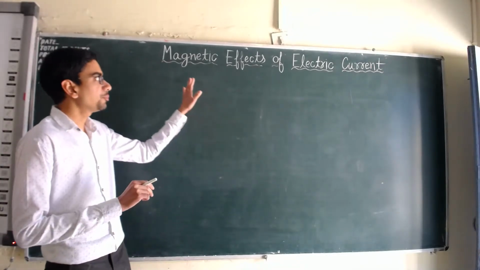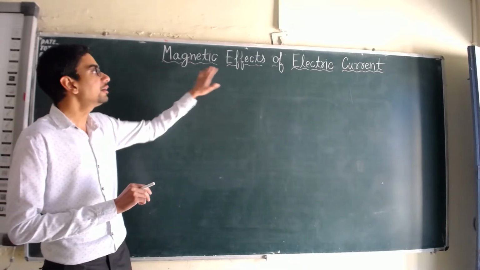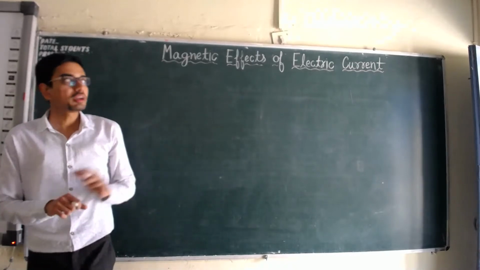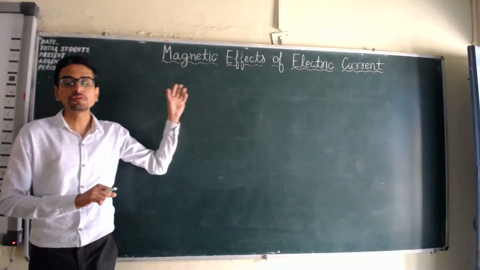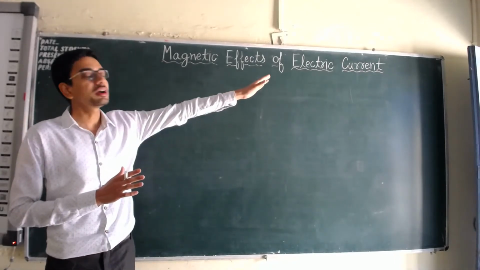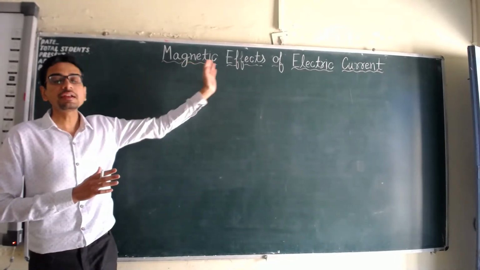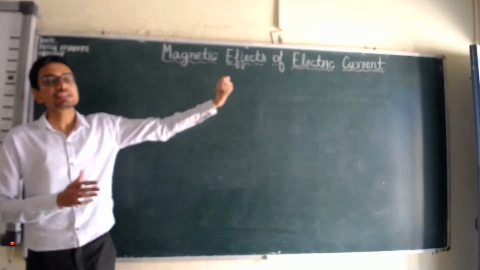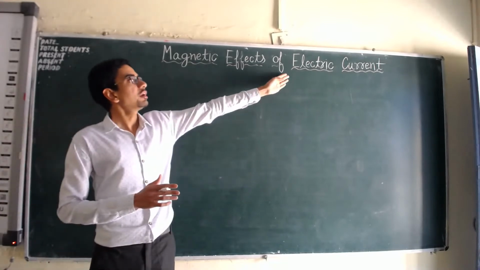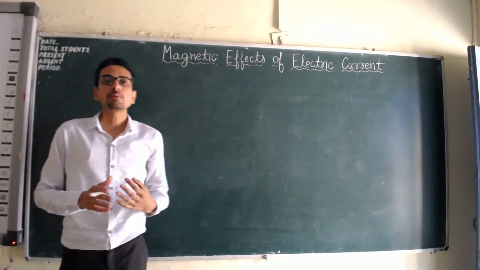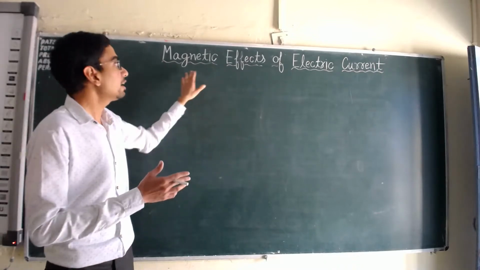Now, what is this chapter? This chapter says magnetic effects of electric current. What is the meaning of this topic? That electric current has a magnetic effect. As the name suggests, आपको चैप्टर के नाम से ही क्लियर हो रहा है that electric current has some magnetic effect. What is current? Moving charge. What is magnetic effect?